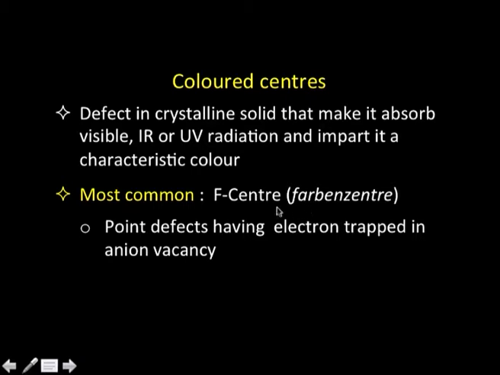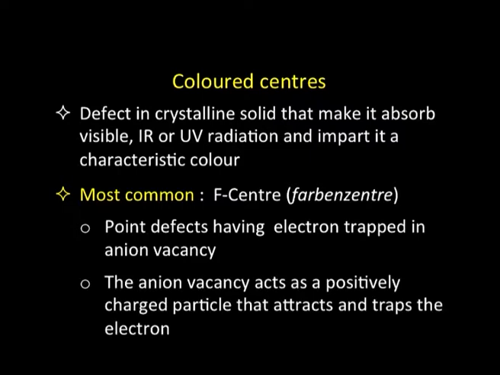Typically an F center is nothing but a point defect having an electron trapped in an anion vacancy. That means we have an anion vacancy and an electron occupies that. Such a situation is referred to as an F center. This anion vacancy where the electron is captured acts as a positively charged particle which attracts the electron towards itself and traps it, and that electron trapped in an anion vacancy is an F center, and that is what is responsible for the color of the material. We will look into this.